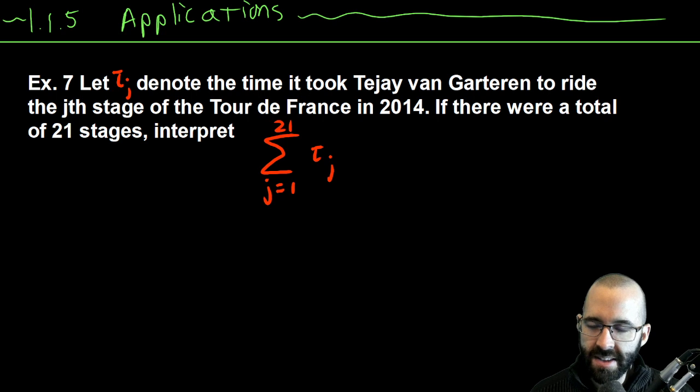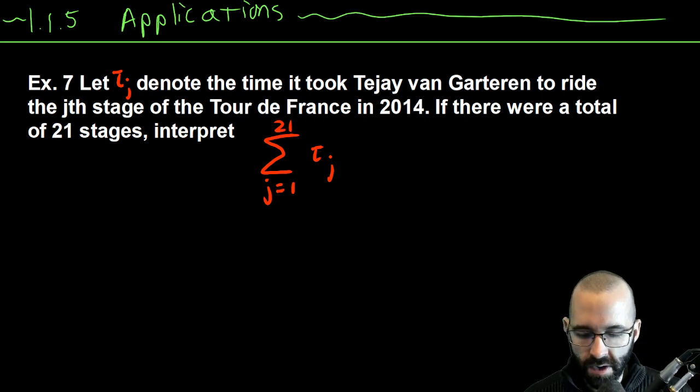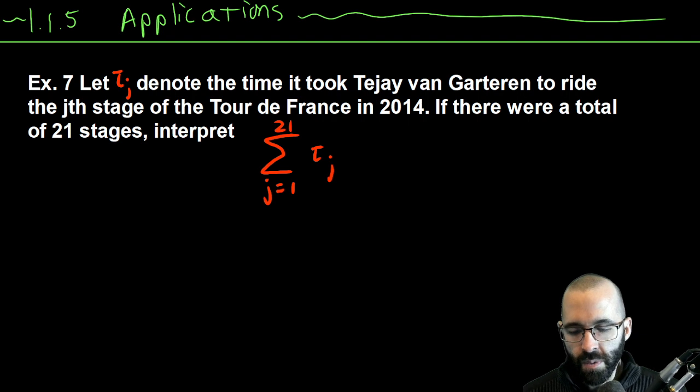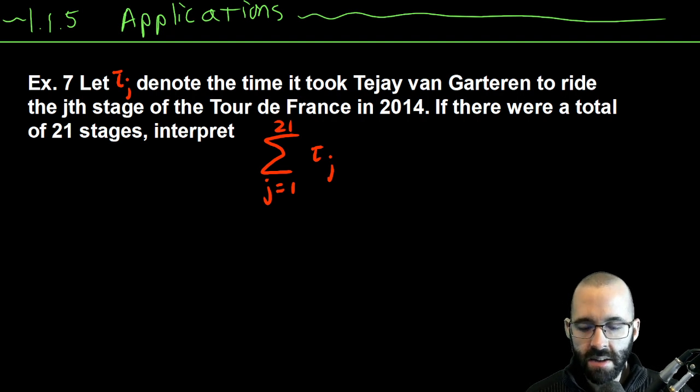So let's start with example 7. I don't want to write these application problems out. You can pause the video and copy them down to your notes, or you can just refer to the video on your own if you'd like. So we have T sub j, and that denotes the time it took J Van Garteren, I don't know how to say that name, but it kind of sounds like TJ, to ride the 8th stage of the Tour de France in 2014. If there were a total of 21 stages, interpret this sum.